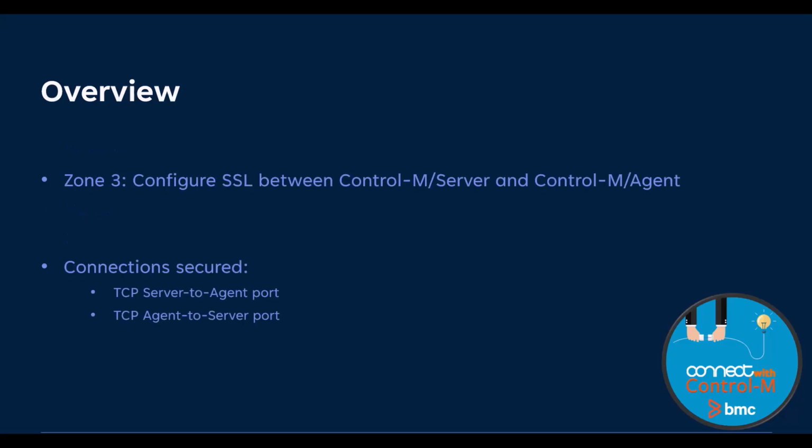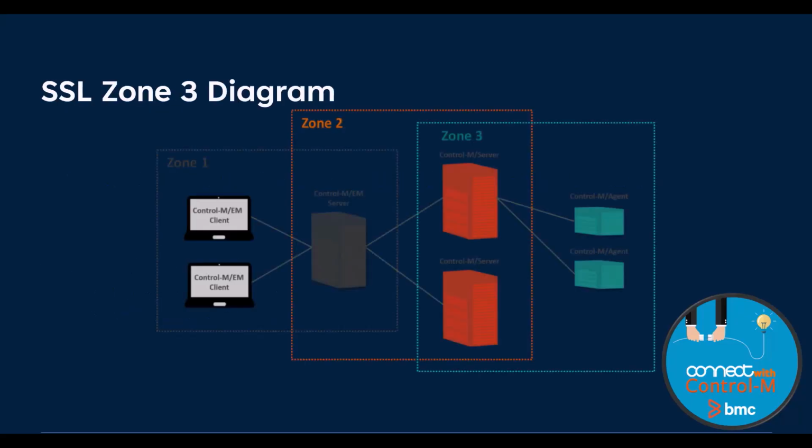We split the Control-M communication in 3 zones. Zone 3 allows you to configure SSL between Control-M server and Control-M agent. By enabling SSL in Zone 3, we will be securing the communication from Control-M server to Control-M agent and the opposite way. The following diagram shows the multiple ways we can configure SSL on zones. We are currently discussing Zone 3 between Control-M server and Control-M agent.